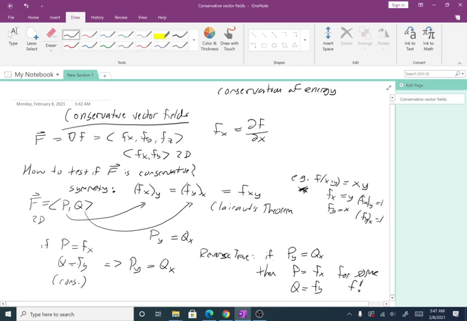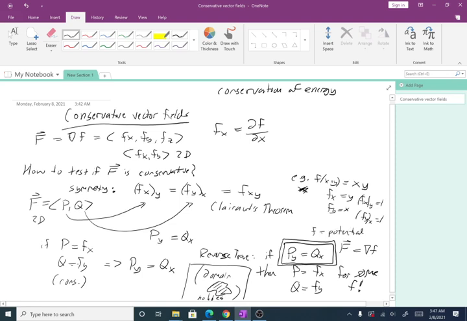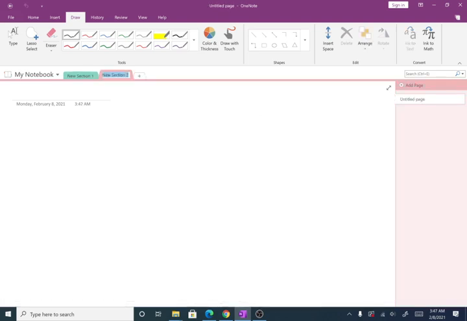And you actually need the domain to have no holes. But this is not important for this discussion. So the point is, if we can satisfy this condition on F, then we know that F is conservative, and you can in theory find some little f, and this is called the potential function. And again, a lot of this nomenclature just comes from physics. So let's do a simple example of this.